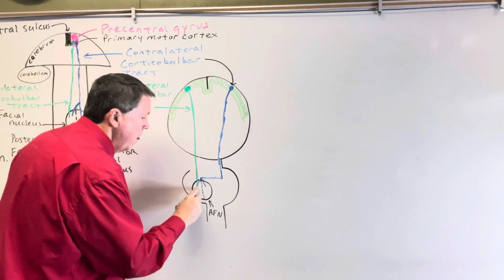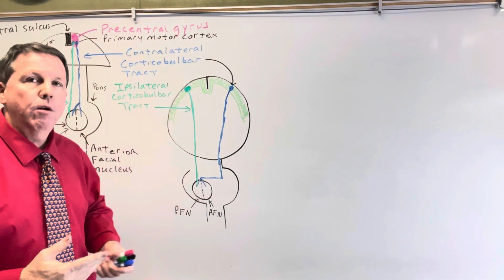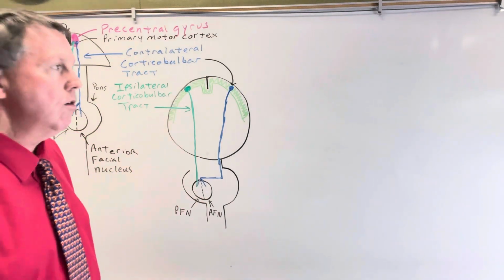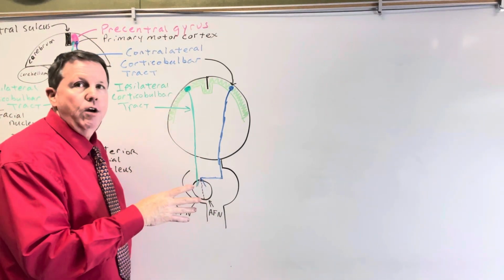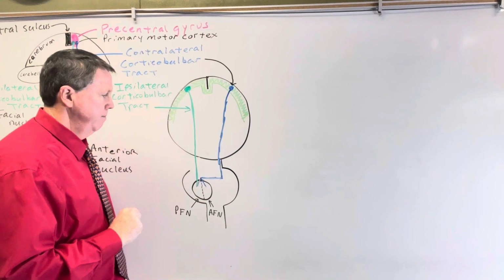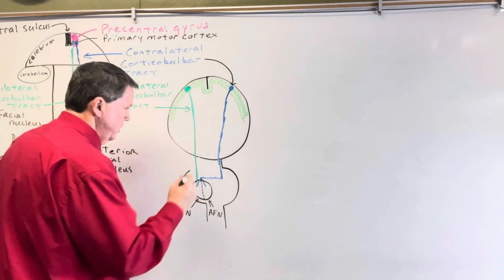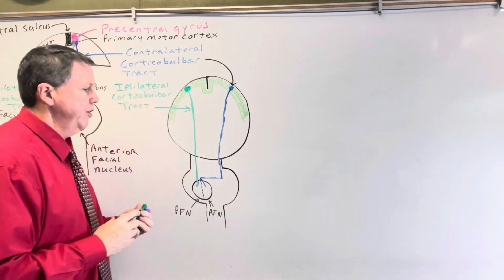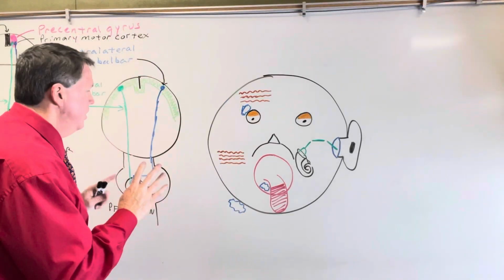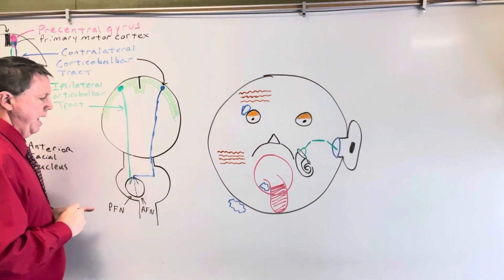So now let's do this. Now we've got to form our facial nerve. So what I'm going to do is go ahead and draw a picture of a face real quick. Let's just finish this brain. I'm going to draw a picture of a face real quick. All right, so now let's go ahead and take a look at what's going to happen here, okay?